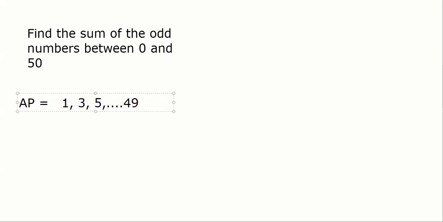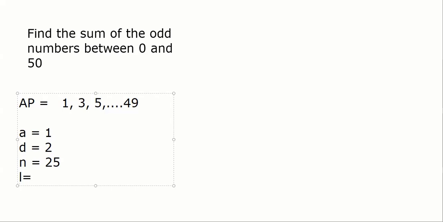1, 3, 5, dash, dash, dash, 49. Tell me, everybody, what is A here? What is D here? D, yeah. What is N here? The more important is N. What is N? Sir, I have found that A plus n minus 1 D equals... That is correct, but what is N? N minus 1 equals 24. What is N I'm asking? 25, sir. You are right.